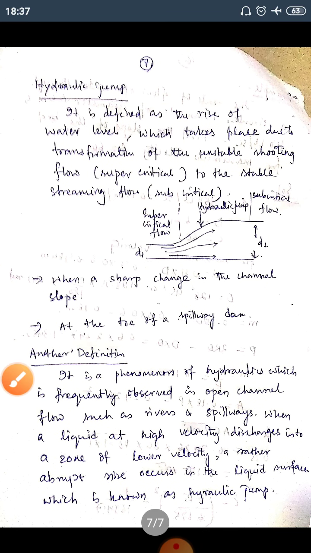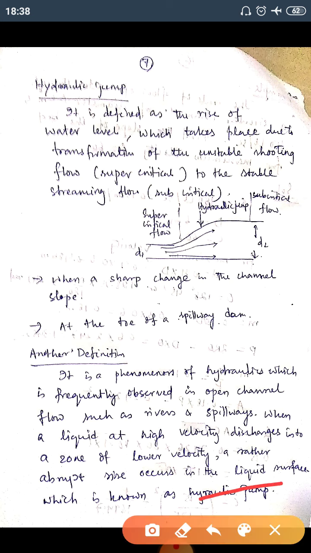Next we will see what is hydraulic jump. In general, in simple practical language, this is the jump of water. Hydraulic jump means the jump of a liquid from a higher velocity to a lower velocity, due to which the depth of water rises. The liquid surface rises, which is known as hydraulic jump.